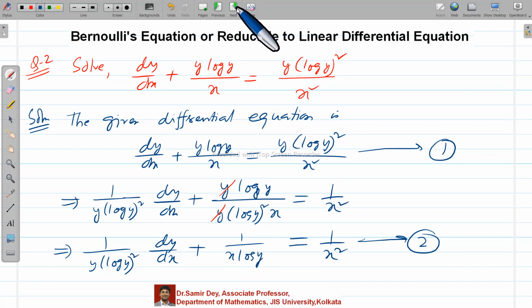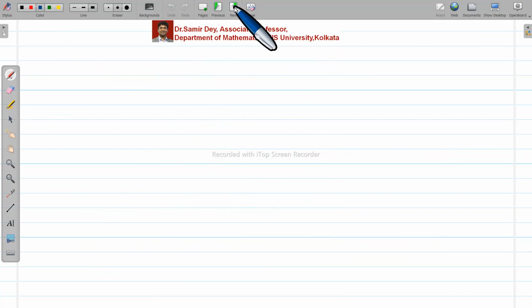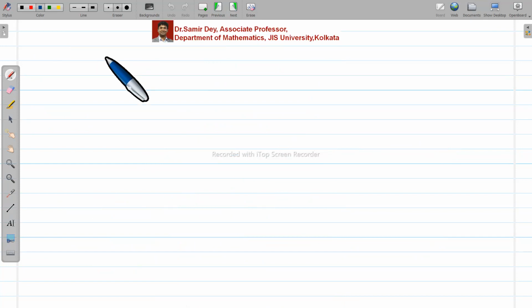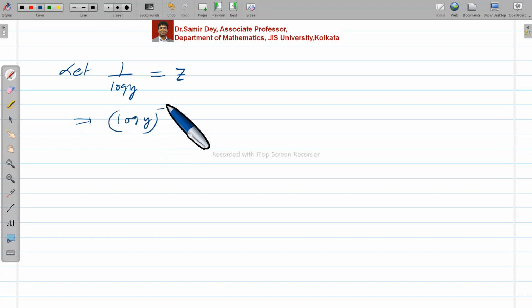So what is your y term? Here it is 1 by log y. Very good. So please write down, let 1 by log y is equal to z. Clear? Now you already know the derivative. Basically you have (log y) to the power minus 1 is equal to z. Now we want to differentiate with respect to x. First you differentiate the power, then log, then the variable.